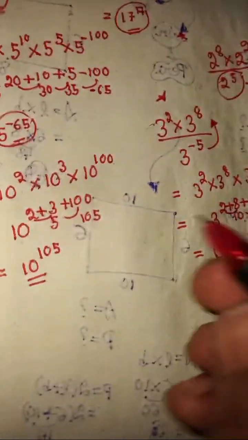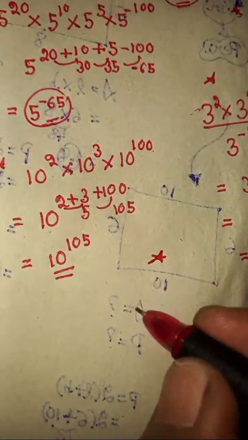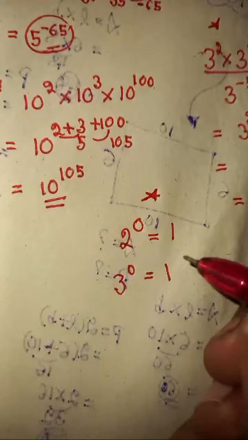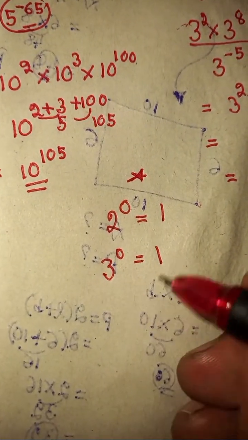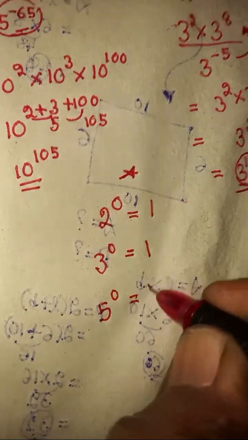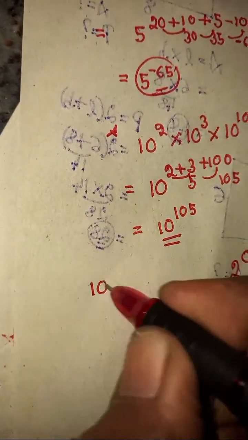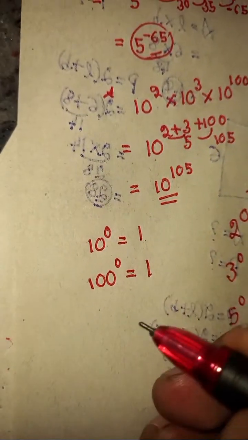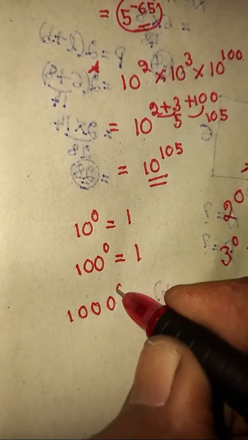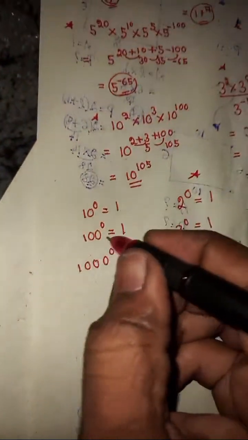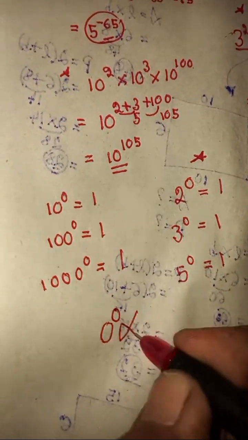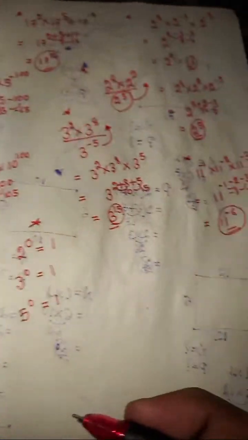I will tell you now about problems involving zeros. Here 2 power of 0 is 1, 3 power of 0 is also 1, 5 power of 0 is also 1. If you take 10 power of 0, it is also 1. 100 power of 0 also remains as 1. Even 1000 power of 0 is also 1, because any number to the power of 0 is 1, but 0 power of 0 has no meaning.